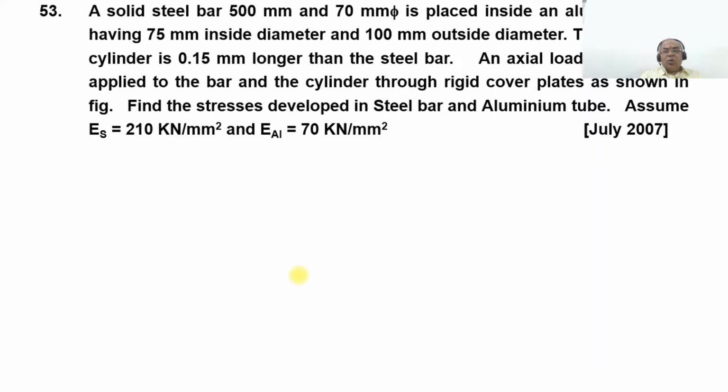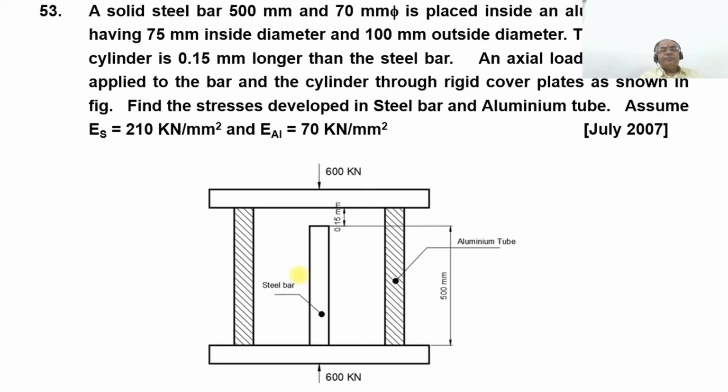An axial load of 600 kN is applied to the bar and the cylinder through rigid cover plates as shown in the figure. So here you have a solid steel bar of 500 mm length and 70 mm diameter placed inside an aluminium tube. This hatched portion is the aluminium tube having inside diameter 75 mm and outer diameter 100 mm.